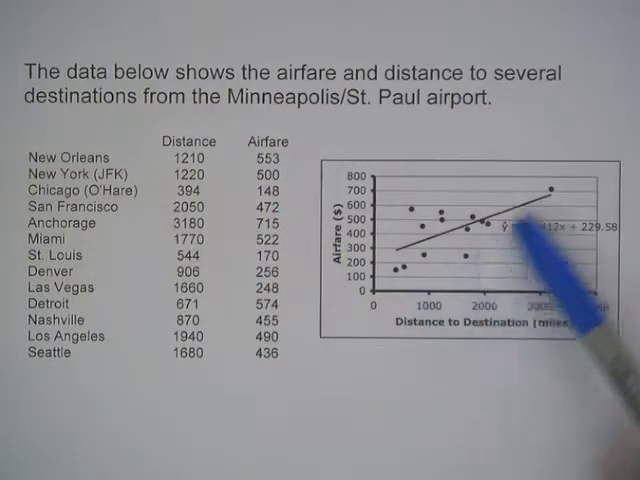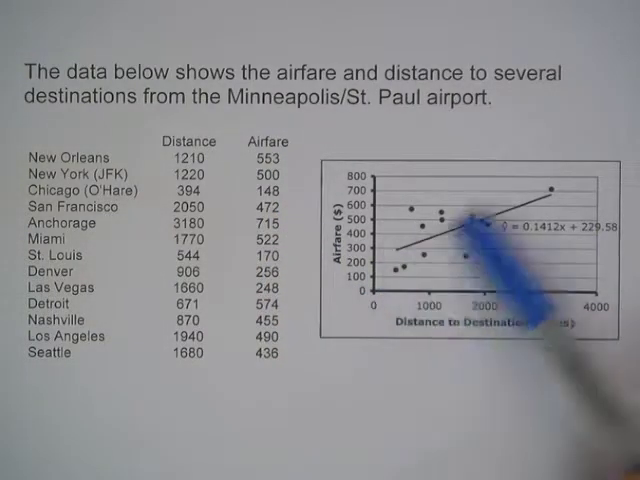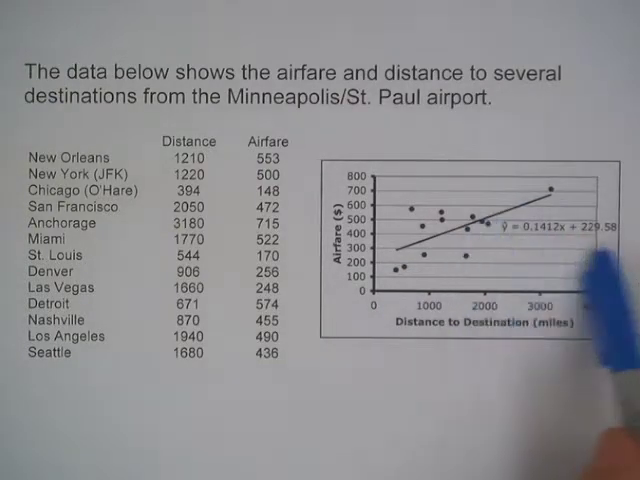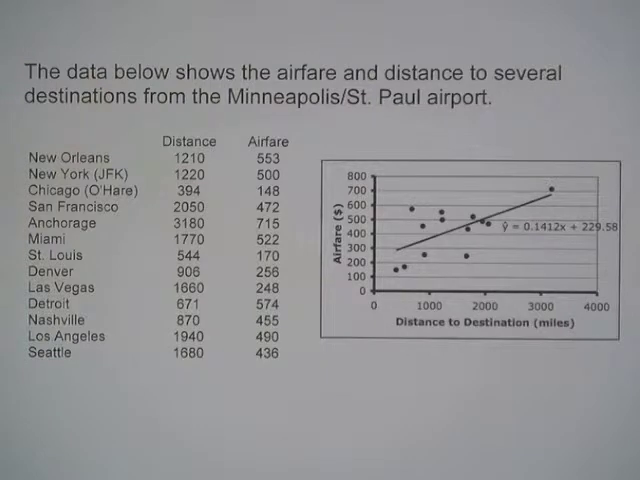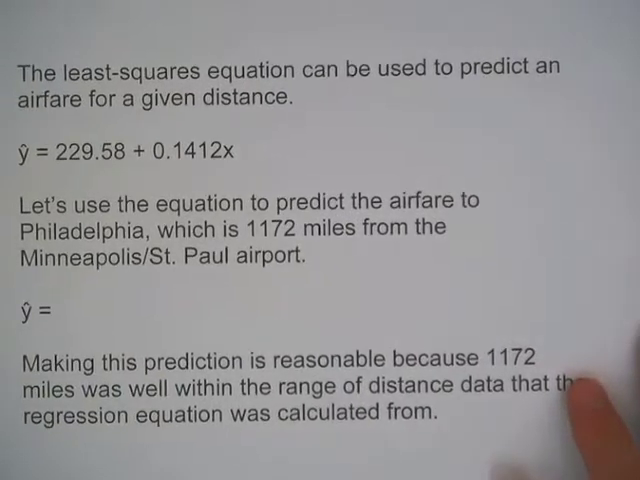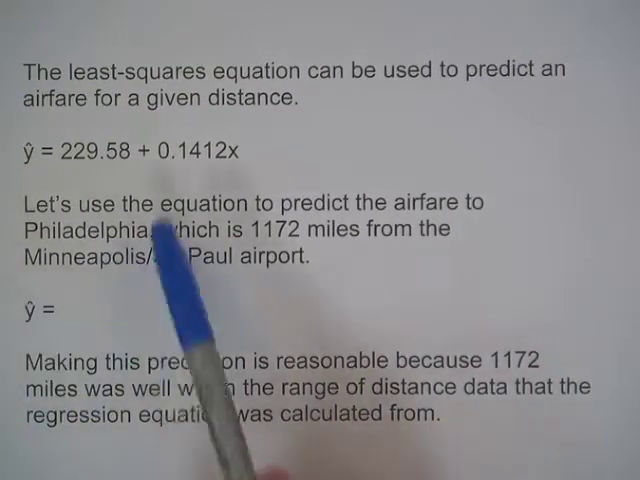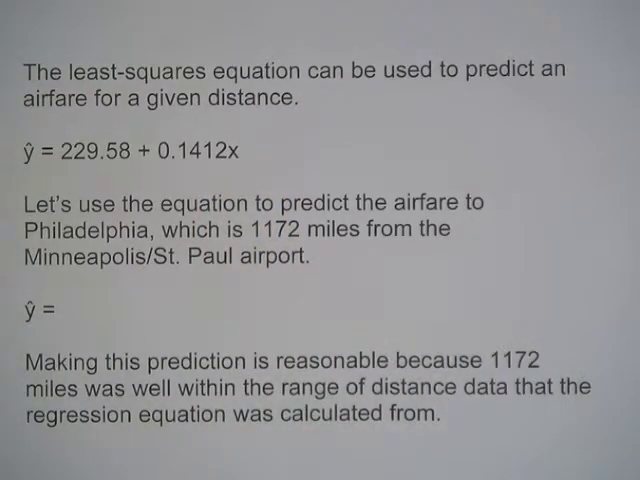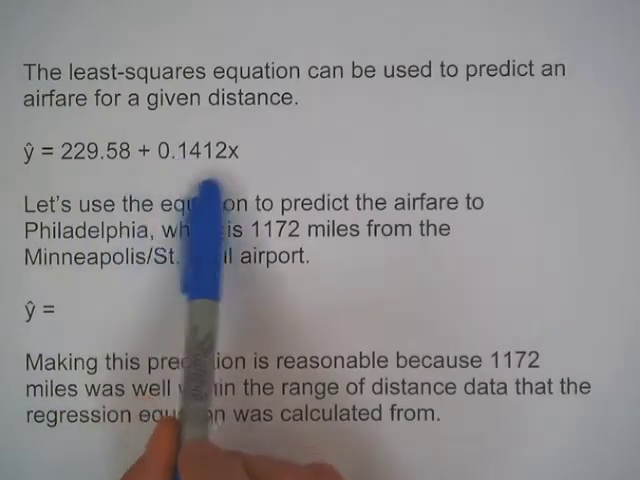We can see the scatter plot here, and then there's also a best fit line on the data. Here is the equation for the best fit line: y hat equals 0.1412x plus 229.58. We're going to investigate that equation a little bit today. I've reproduced the best fit line equation right here. This is the least squares equation. I put it in the form b0 plus b1x.